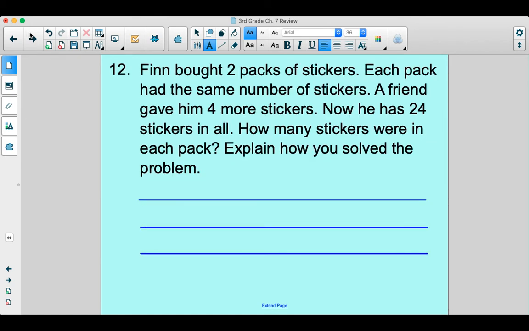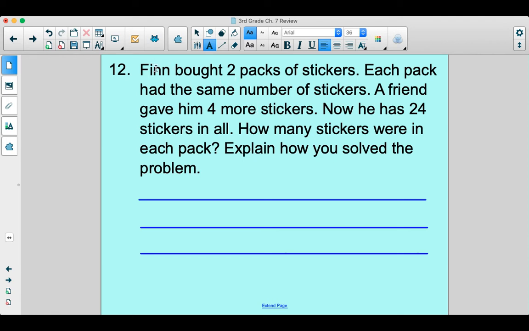All right, number 12. Finn bought 2 packs of stickers. Each pack had the same number of stickers. A friend gave him 4 more stickers. Now he has 24 stickers in all. How many stickers were in each pack? Explain how you solved the problem.